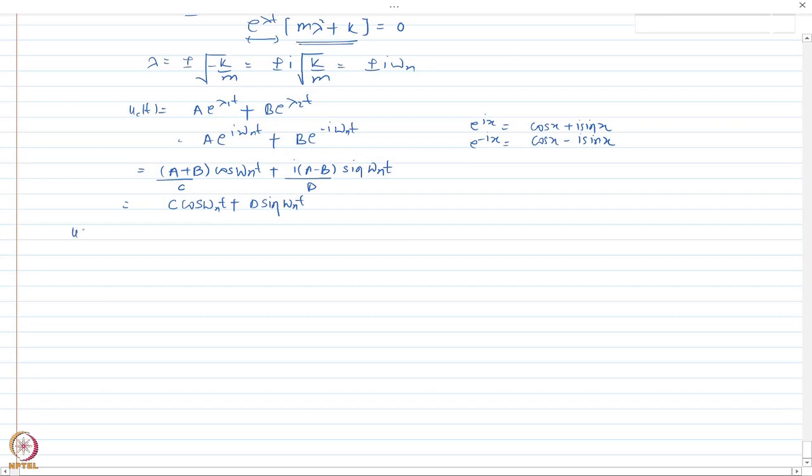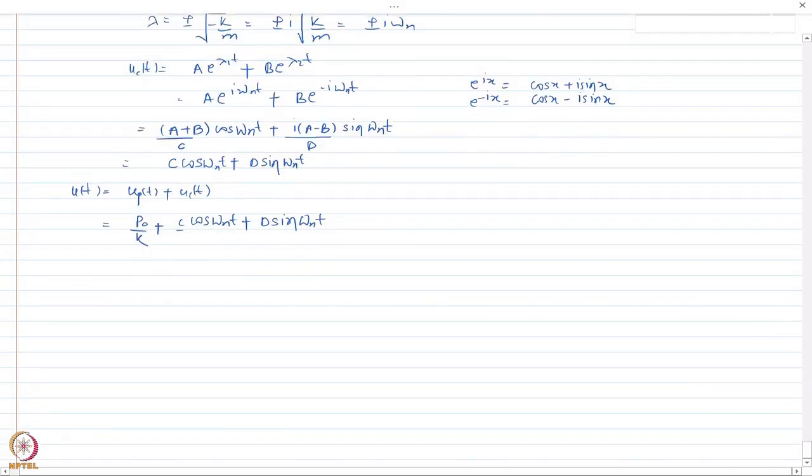So the total solution of the initial differential equation, I can write as u particular plus u complementary. This would be p naught by k plus c cos omega n t plus d sin omega n t. Now you see that we considered a second order differential equation, and now we have two unknown constants. So we need two conditions to actually find the specific solution to our differential equation.